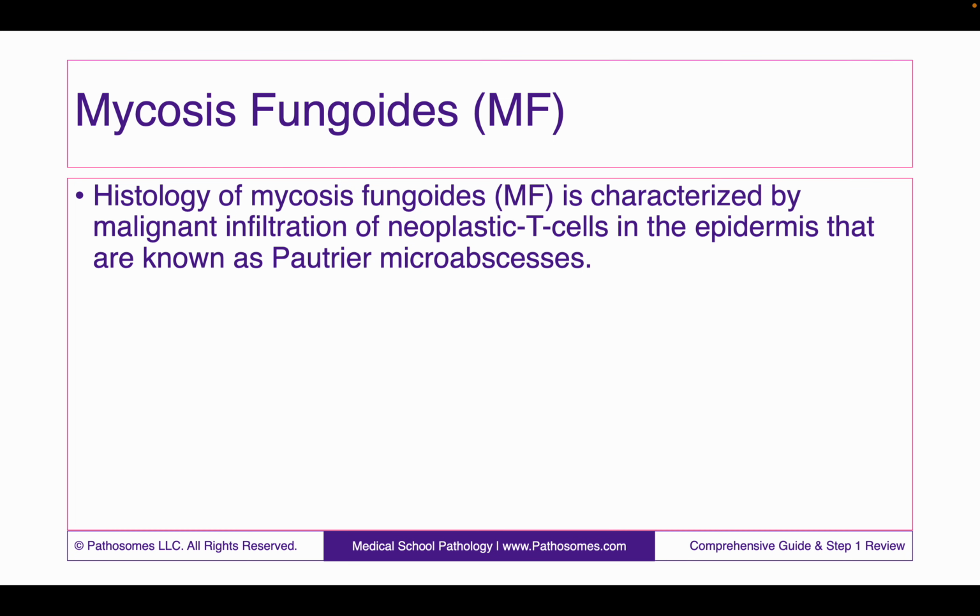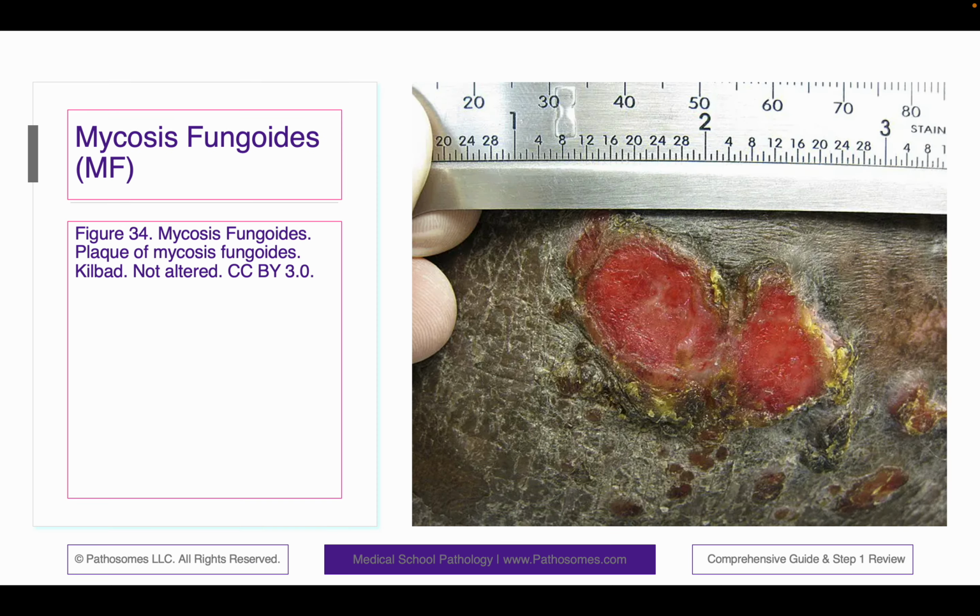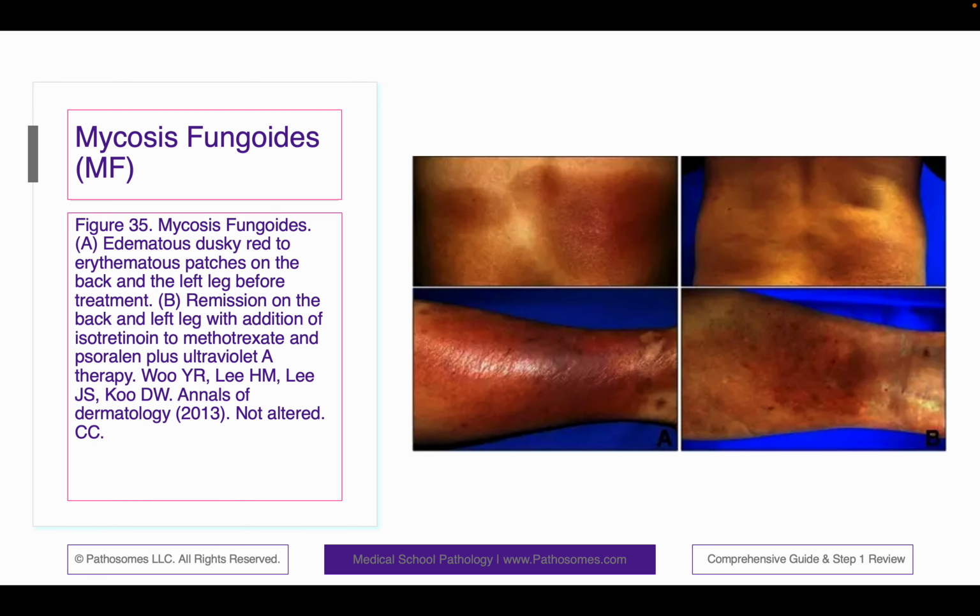The histology of mycosis fungoides is characterized by the malignant infiltration of neoplastic T cells into the epidermis that are known as Pautrier microabscesses. And here we have the lesion from mycosis fungoides that you might see in your clinic one day. Here are some other images of the clinical findings associated with mycosis fungoides.